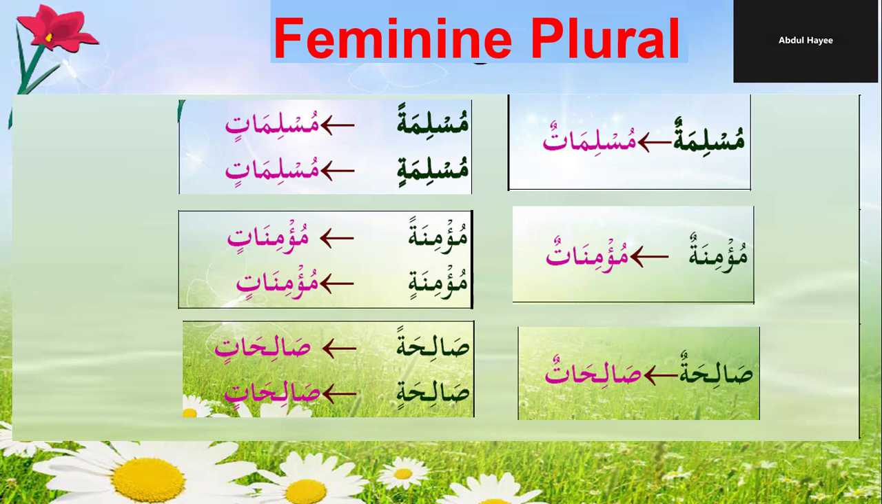Then if it is muslimatan with a fathatain, it will be muslimatin. But if it also has a kasratain, it will still be muslimatin. So, but when you have mu'minatun with a dommatain, it will be mu'minatun. And the same for the other ones. Mu'minatan, it will be mu'minatin. So when you have a dommatain, it will be a dommatain, but when you have a fathatain or kasratain, they all will turn into kasratain.